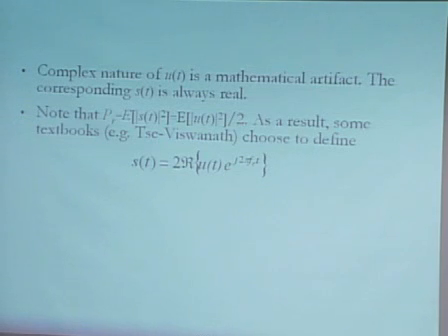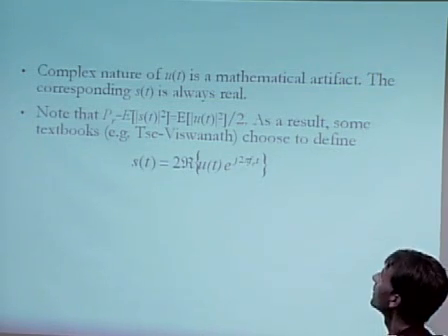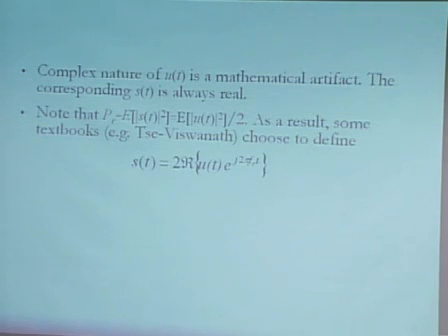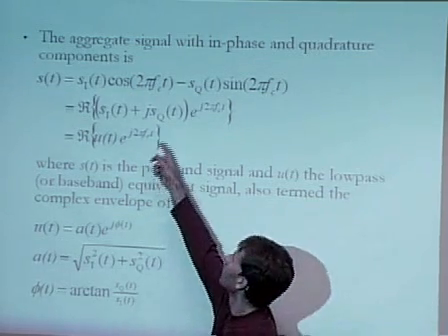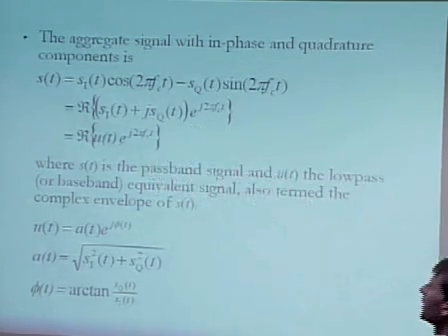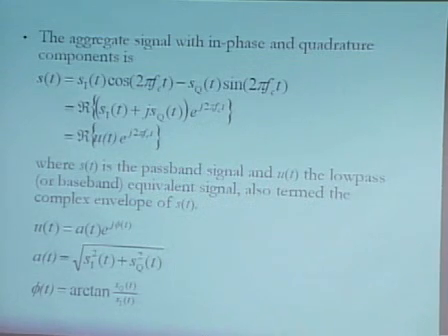And another footnote here is that the powers of the passband and the low-pass signals are not equal, actually. One is twice the other. And you can see that because the power of a cosine is 1/2, the power of a sine is 1/2. So if you work out the powers, or actually it's easier with the cosine and the sine, you'll see that s of t has half the power of u of t.